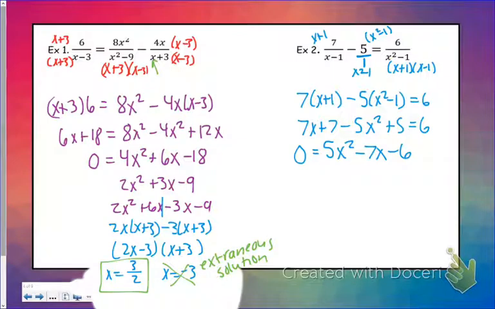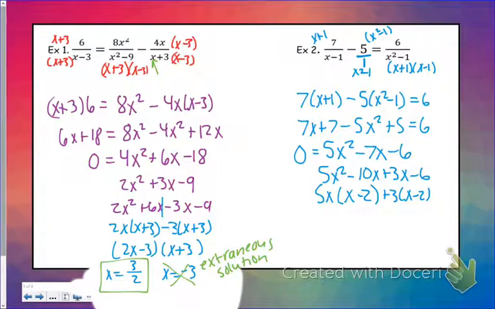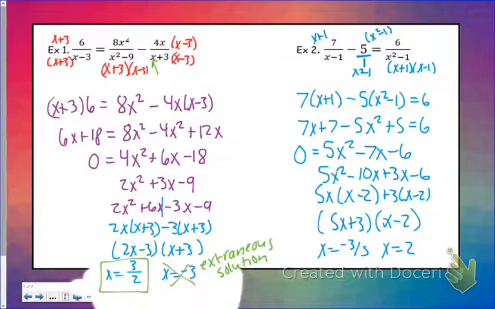Again, to factor, I would need numbers that multiplied to negative 30 and added to a negative 7, and then I would split up the middle into those two things. 5x comes out. So these are my factors. So I get negative 3/5 and x equals 2.